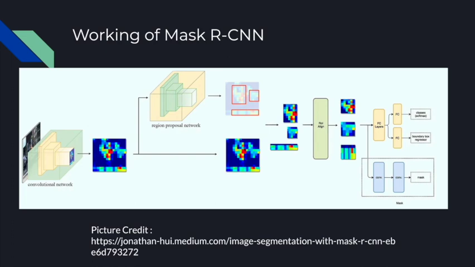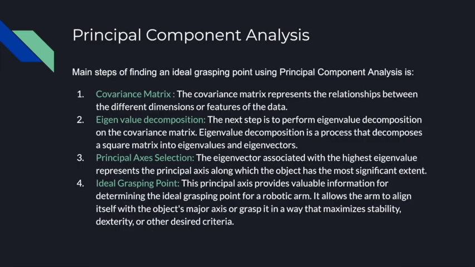The main steps in finding an ideal grasping point using principal component analysis begin with the covariance matrix. The covariance matrix represents the relationship between the different dimensions of features of data. The next step is to perform eigenvalue decomposition on the covariance matrix. Eigenvalue decomposition is a process that decomposes a square matrix into eigenvalues and eigenvectors.